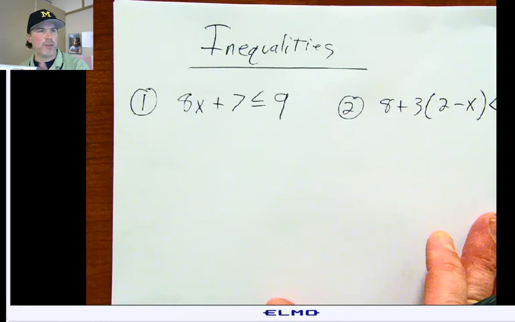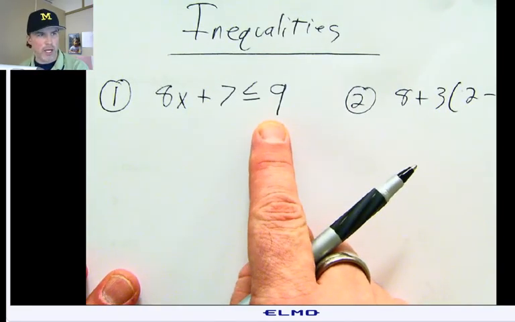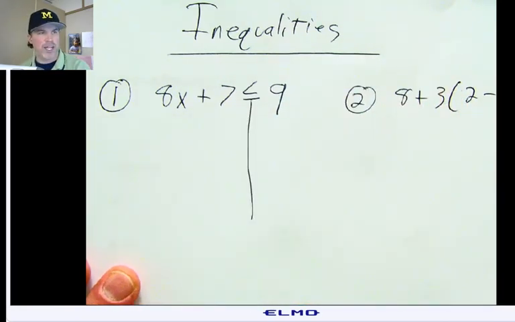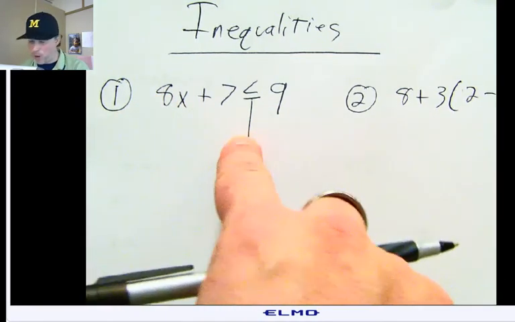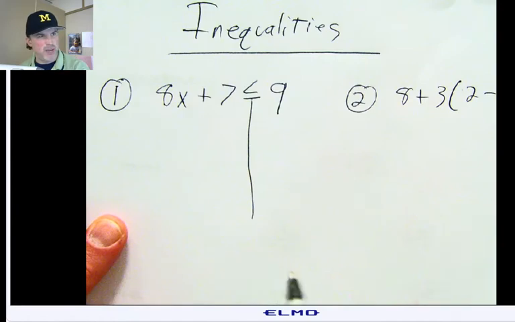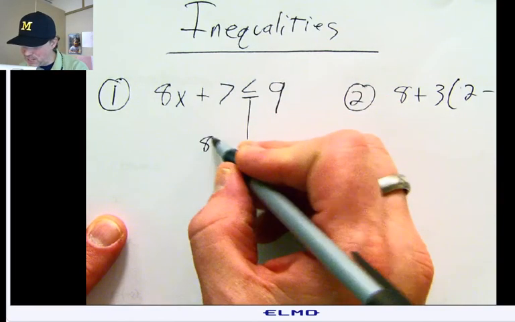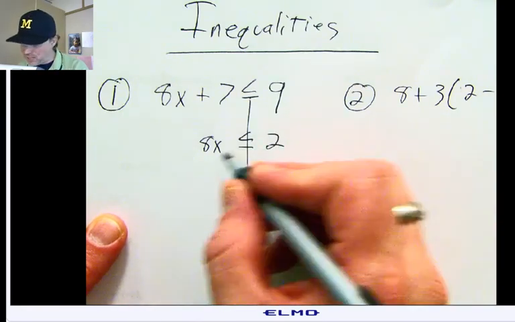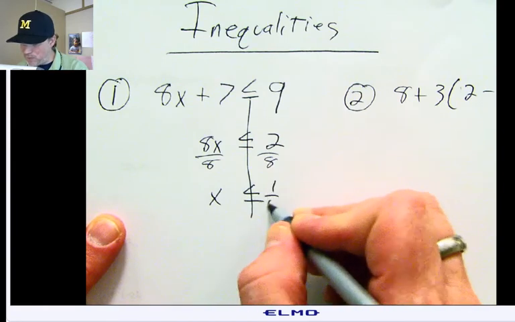So let's take a look at number 1 here. I have 8x plus 7 is less than or equal to 9. You solve these just like they were an equality. There is a but, and the but actually does not come up in this problem because there's no negative numbers yet. Anyway, if I subtract 7 from both sides, I get 8x is less than or equal to 2, and then I divide both sides by 8, and I end up with x is less than or equal to 1/4.